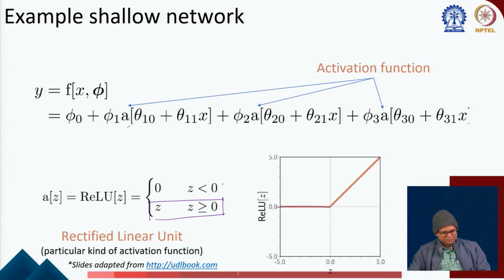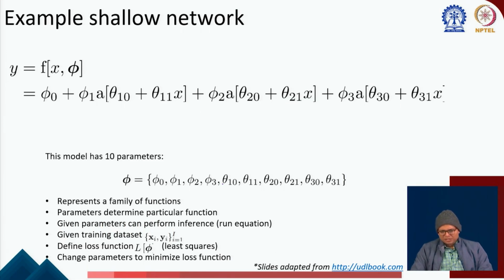They're all lines. This model, as we counted, has 10 parameters, and it's a family of functions. I can give many different values to these 10 parameters. Even if phi naught varies from 0.0 to 1 in steps of 0.1, there will be a huge number of values. So it's a family of functions, and one particular value of the parameters will determine one particular function.